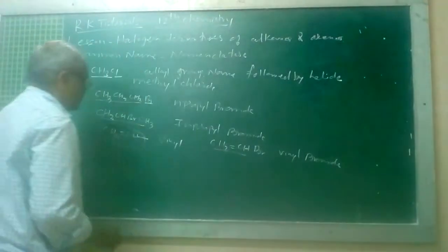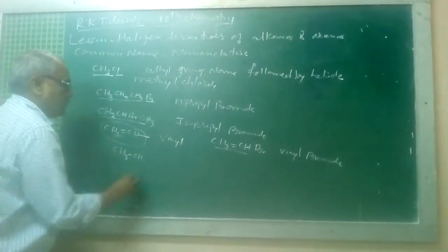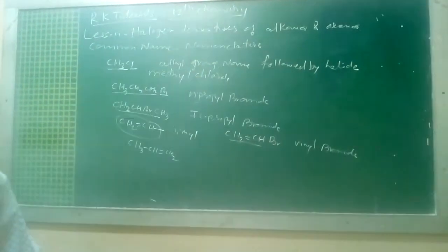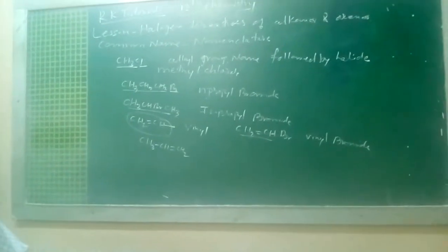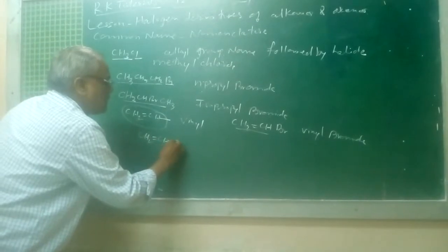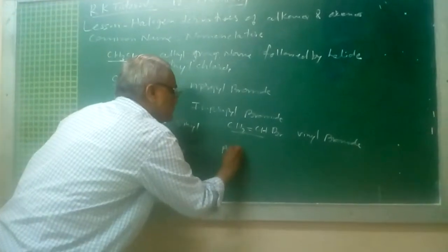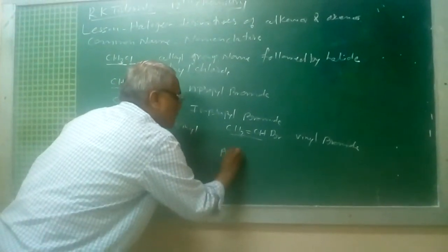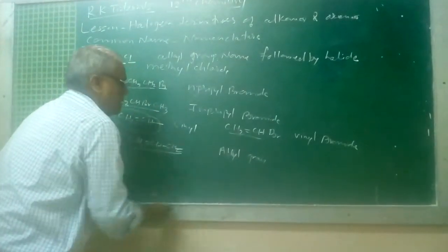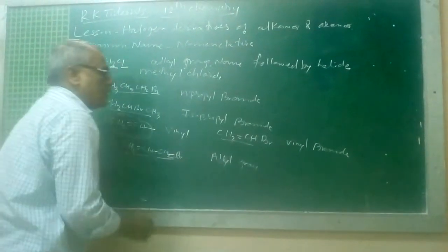Another example, CH2=CH-CH2, and this is a new group. CH2 double bond CH single bond CH2. This group is known as the allyl group. It has a single valence here. Suppose there is a bromine present on this carbon atom. This compound is known as allyl bromide.